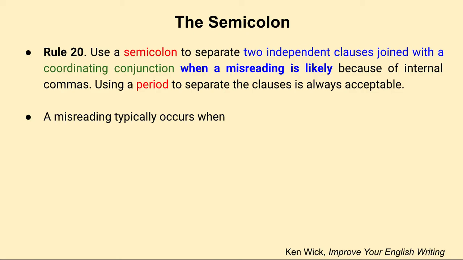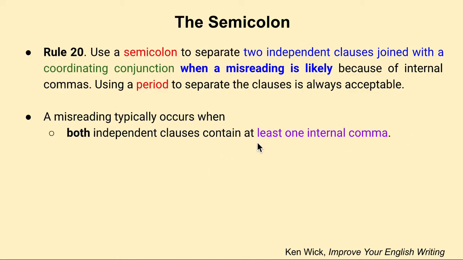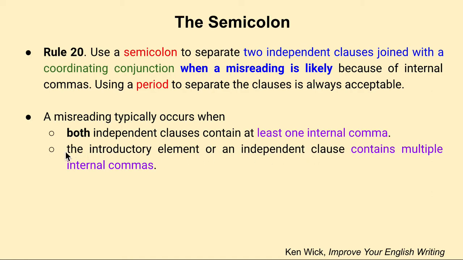A misreading typically occurs when both independent clauses contain at least one internal comma. So basically, remember you have two independent clauses, and here both have at least one internal comma, or the introductory element, which I think is covered in rule number 10, or one of the independent clauses contains multiple commas. So this bullet has one in each independent clause, or this bullet says you have multiple commas in one of the independent clauses.